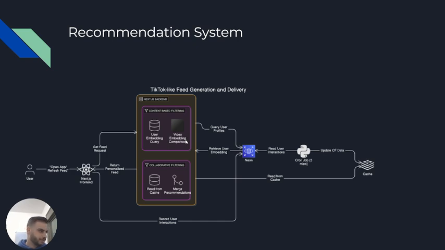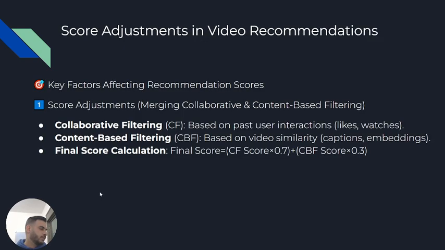As I said, we have a cron job which runs every 3 minutes that reads data from the database, applies collaborative filtering, and saves the data to the cache. After that, in the feed API, after fetching the content-based filtering recommended videos, we also fetch the collaborative filtering data from the cache, merge both together, and return the data to the frontend. But before that, we do some adjustments on the scores.